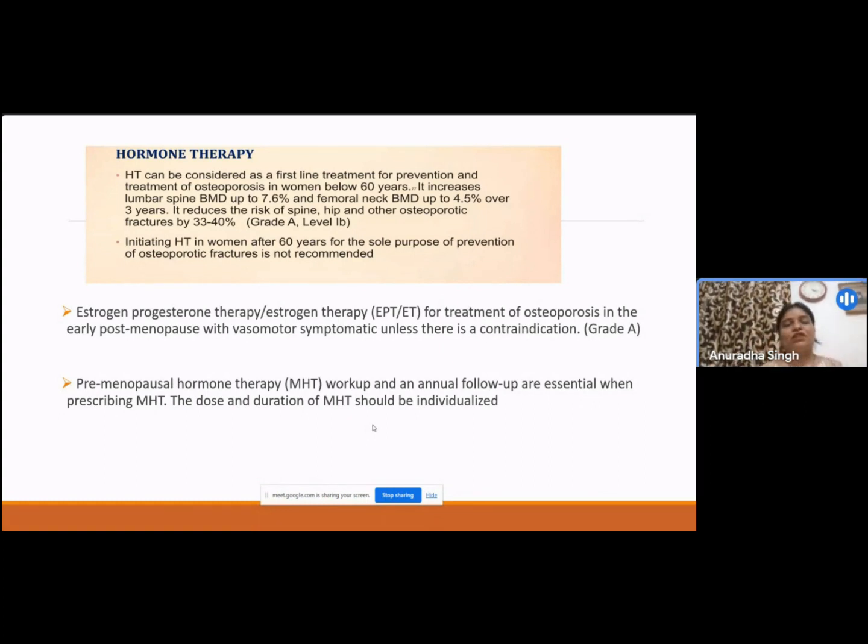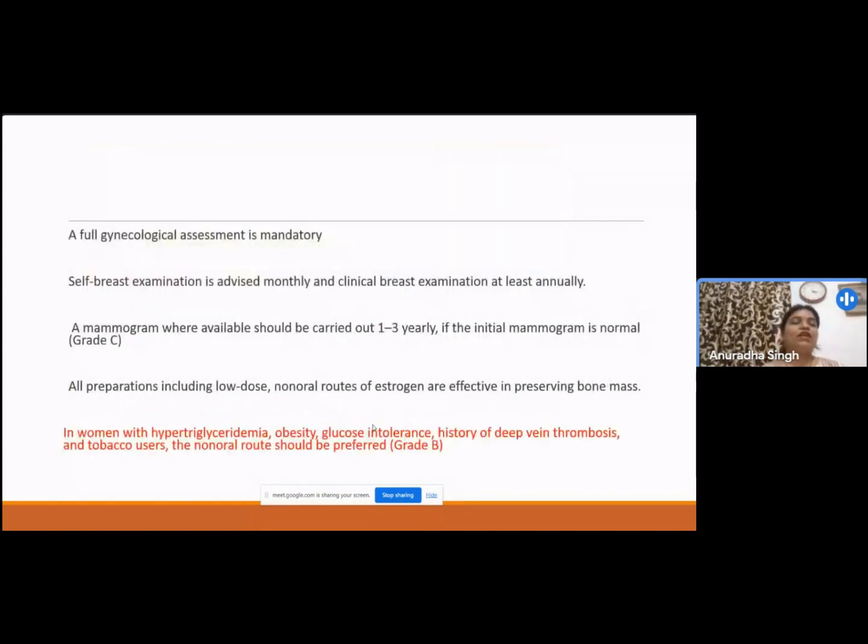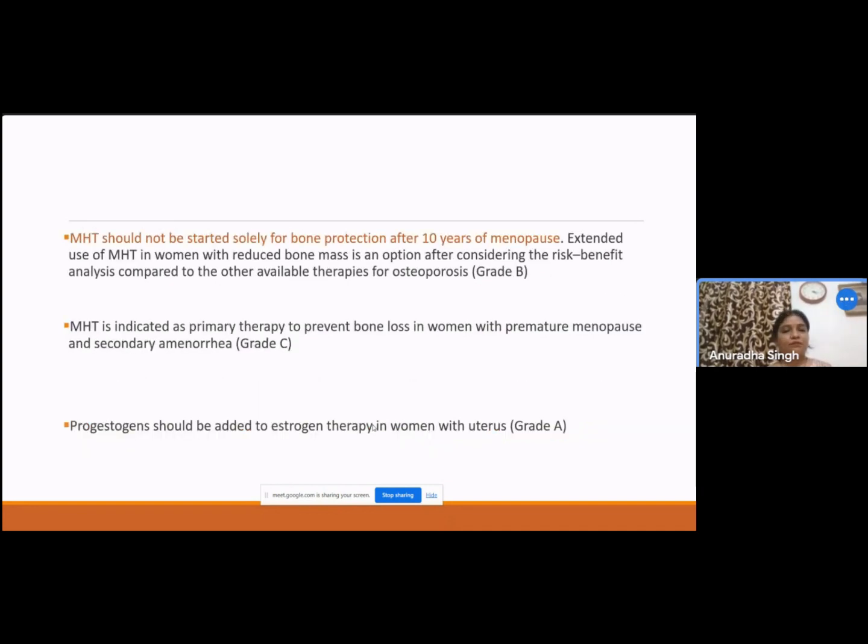Workup is as described by the previous speakers: a full gynecological assessment is mandatory, breast examination is mandatory, mammogram needs to be done, and it has to be low dose estrogen, and non-oral routes are effective and preferred in preserving the bone mass. However, for patients who have risk factors like hypertriglyceridemia, obesity, glucose intolerance, history of DVT, the non-oral route can be preferred. But it is important to know that MHT should not be started solely for bone protection after 10 years of menopause, although it can be a primary therapy for preventing the bone loss. And progesterones can be added to estrogen therapy in the early menopause in the women who have uterus in situ.